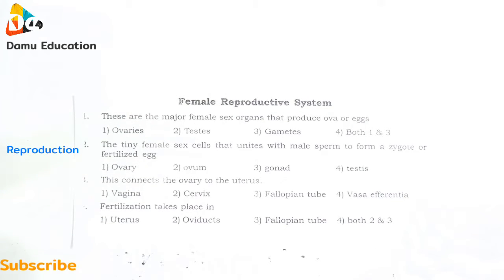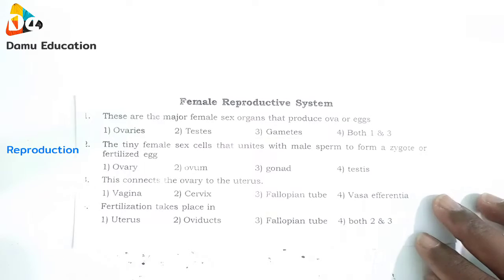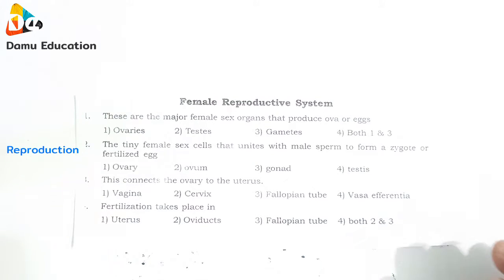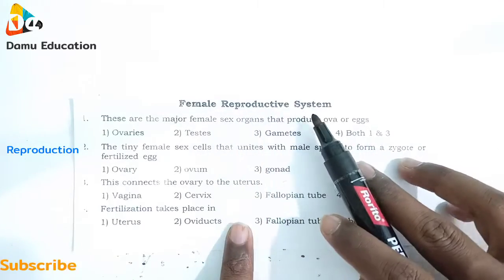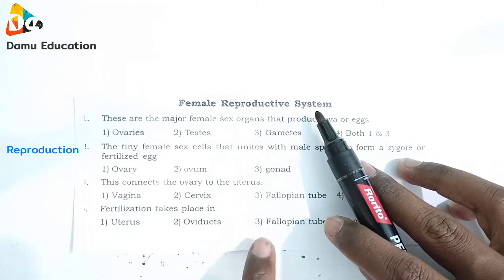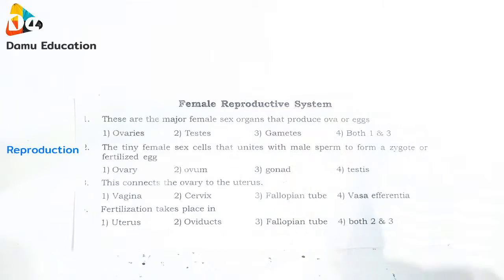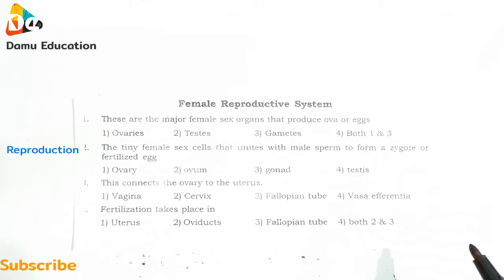So in this session, we'll continue our biology NEET course. What is the next concept? We have seen the male reproductive system in animals. Our next concept is the female reproductive system. In that, we'll see frequently asked questions and multiple choice questions.